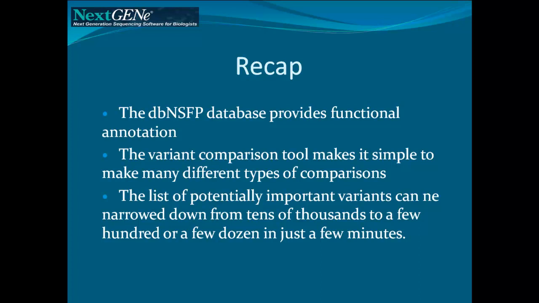To recap, 2 new tools have been added for NextGENE 2.16 in order to assist with the study of rare diseases. The dbNSFP database can be imported to provide functional annotation, and the variant comparison tool now allows for filtering mutations by several different inheritance patterns. Using these tools, it is possible to narrow down the list of potentially causative mutations from several thousand to several dozen in only a few minutes.